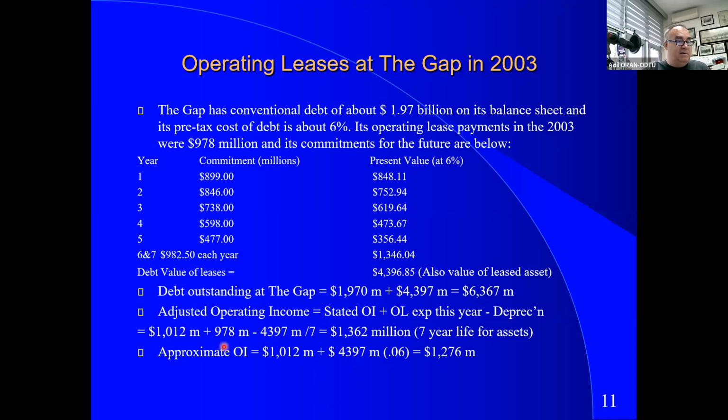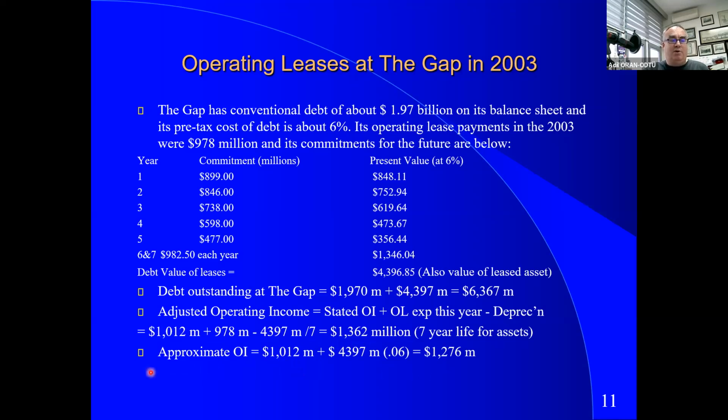4.4 divided by 7 gives us about 628, something like that, this amount. And so there's a positive difference here. And when you add that on top of the 1 billion operating income, the adjusted operating income would be about 1.36 billion for this company.